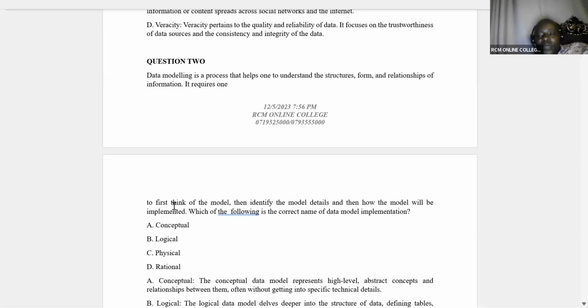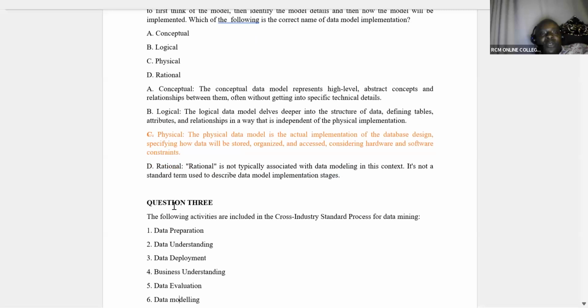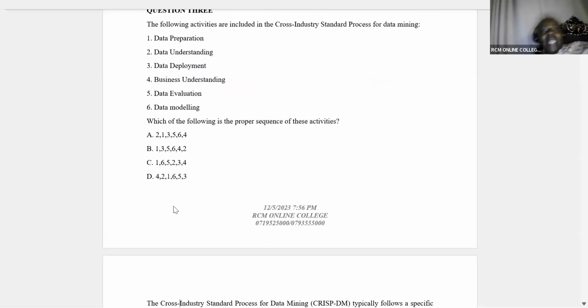Now I look at question number 3. The following activities are included in the CRISP, cross-industry standard process for data mining. So we have data preparation, data understanding, data deployment, business understanding, data evaluation, data modeling. Which of the following is the proper sequence of these activities? Is there somebody who can tell us what the sequence here is? What should we first of all get ourselves into when we talk of cross-industry standard process for data mining? Extraction of data for modeling purposes.